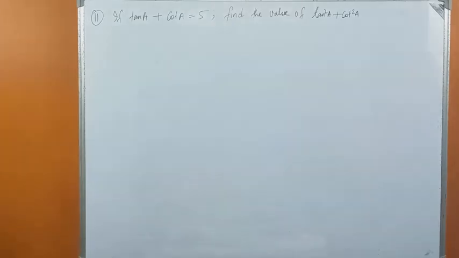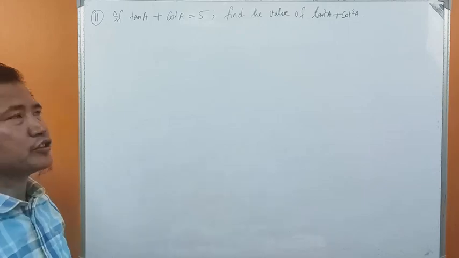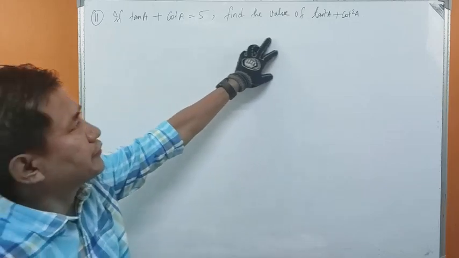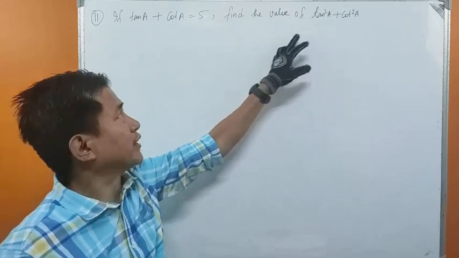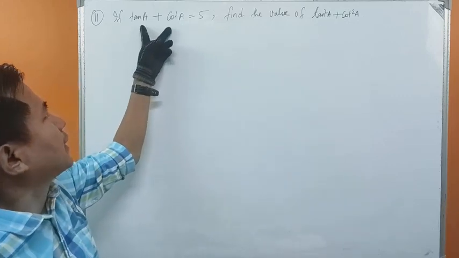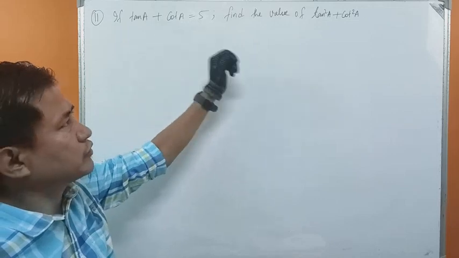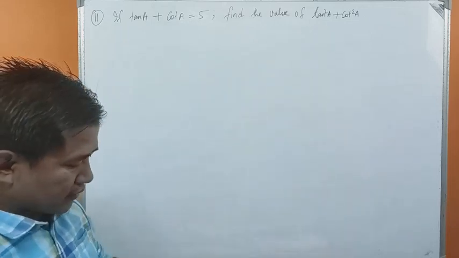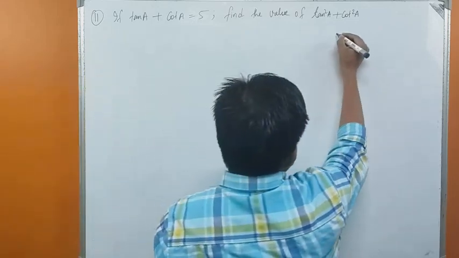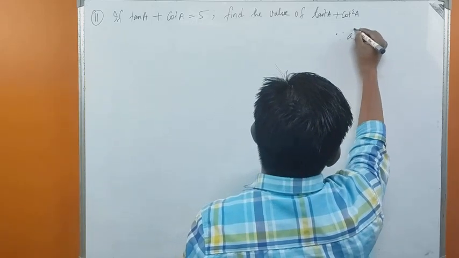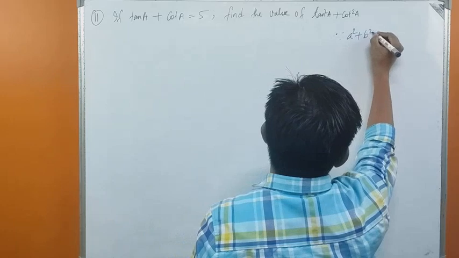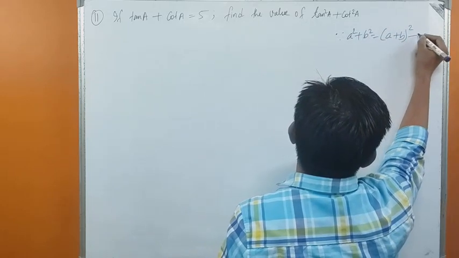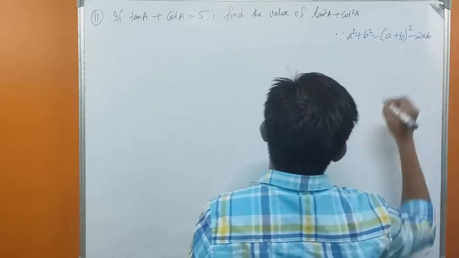Okay, now let us do question number 11. This question is similar to question number 10. If tan a plus cot a is 5, find the value of tan square a plus cot square a. So tan a plus cot a equals 5. This is given to us. We are asked to find the value of tan square a plus cot square a, isn't it? Since we know that a square plus b square equals a plus b whole square minus 2ab, the same formula we are going to use.